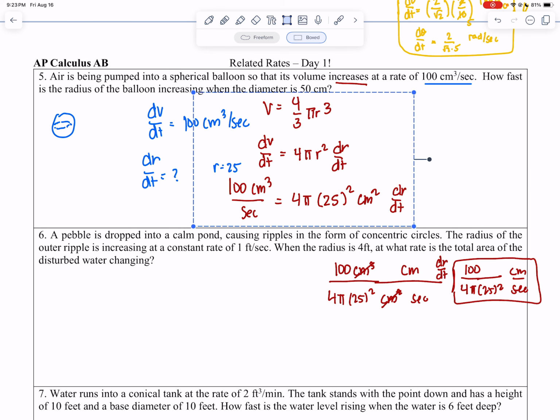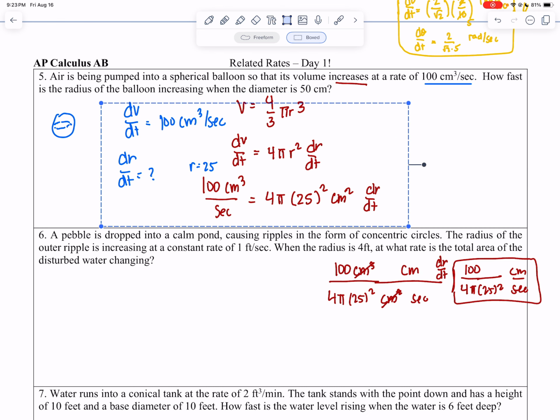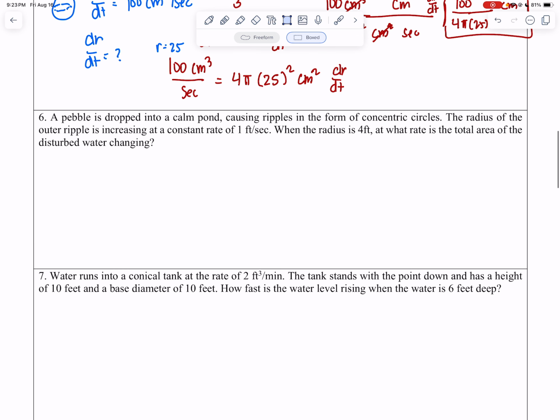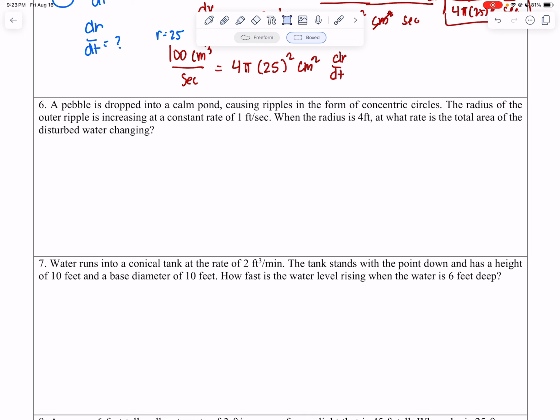All right. So now what we're going to do, as I move all of this up, number 6, we have a pebble that's being dropped into a pond, causing ripples in the form of concentric circles. So we have circles among circles among circles among circles. And it tells us that the radius of the outer ripple is increasing at a constant rate of 1 foot per second. So if the radius is 4, at what rate is the total area of the disturbed water changing?